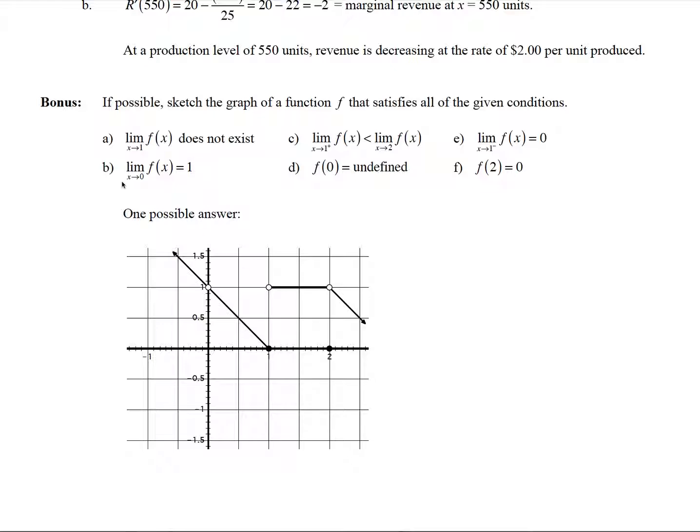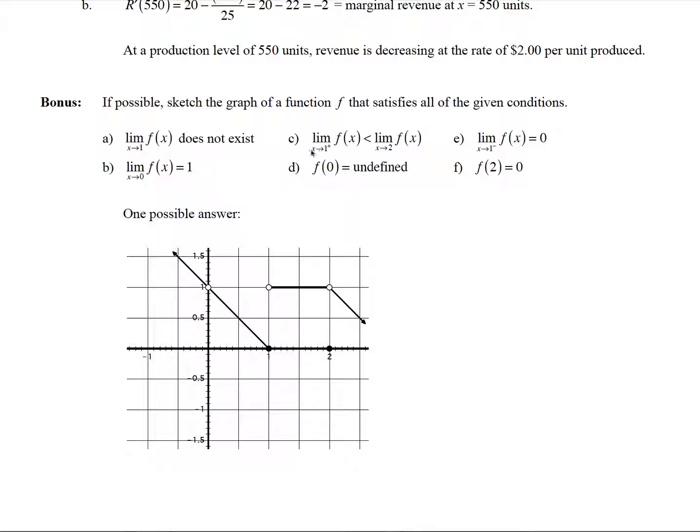Now the next one says the limit as x approaches 0 is equal to 1. Well, as x approaches 0 from the left and x approaches 0 from the right, the function graph is heading to the same place. X is 0, y is 1. It doesn't matter that the function's not defined here. It's still where the function is heading. The function value is heading to 1, whether we're coming from the right or we're coming from the left.